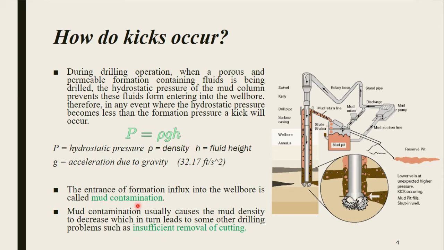This is another very serious problem because the hydrostatic pressure was already low for the kick to occur, and then when the mud is contaminated, the density of the mud will decrease. So it's a given that the hydrostatic pressure will decrease even more and more rapidly. And when this happens, the density of the mud will be insufficient to remove the cuttings from the bottom of the well up to the surface. This is called insufficient removal of cuttings.